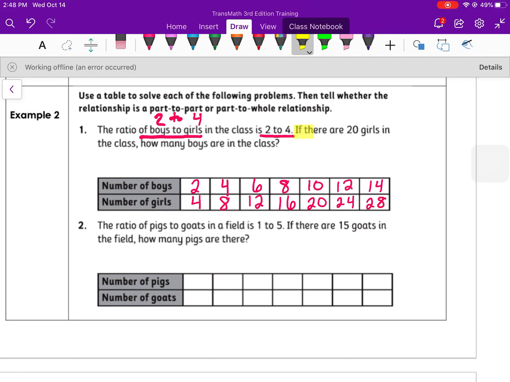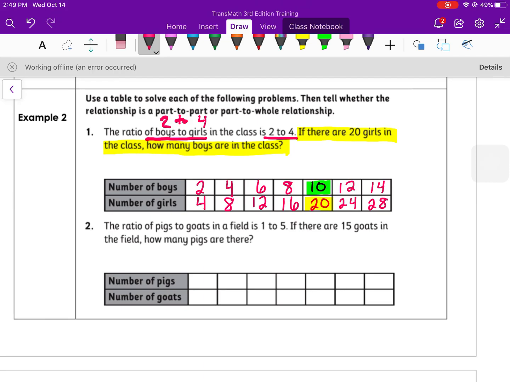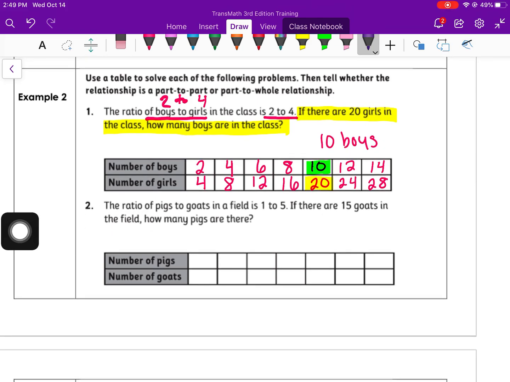So the question was, if there are 20 girls in the class, how many boys are there? When the number of girls equals 20, the number of boys equals 10. So the answer would be 10 boys. I found 2-to-4 is the ratio first, and then I realized that I'm doubling it every time. If there's 2 boys, double is 4 girls. If there are 4 boys, double that is 8 girls. So really I was taking the number of boys times 2 to get the number of girls to fill in that table.